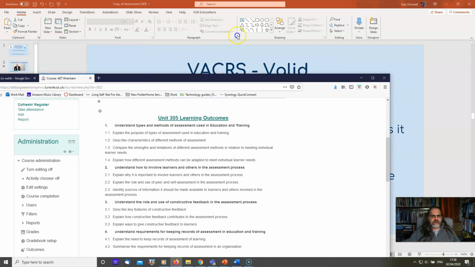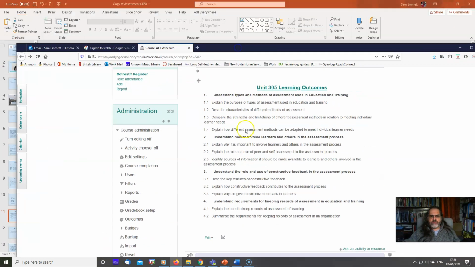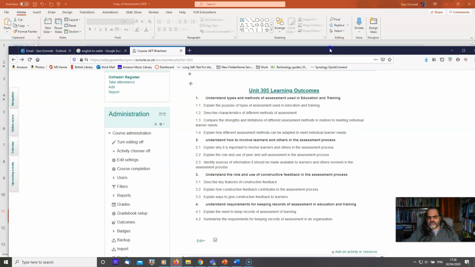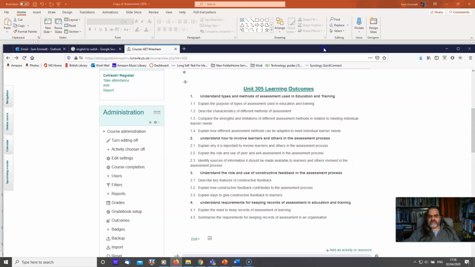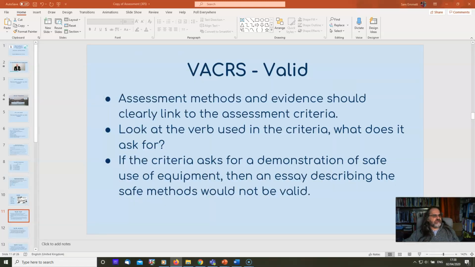So we just pop back over here now. And we've got: explain why it is important to involve learners and others in the assessment process. So that's part of the thing that you'll be putting in for the written part of this assessment. And you will therefore have to explain why that is the case. We need to make sure we have enough information for you and that you've learnt enough so that you can answer that. But when you're writing, remember to look at that verb.